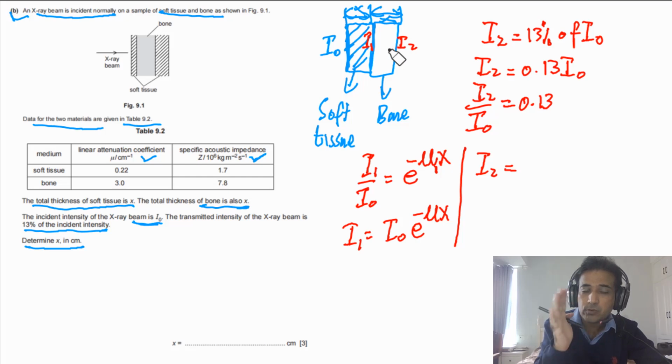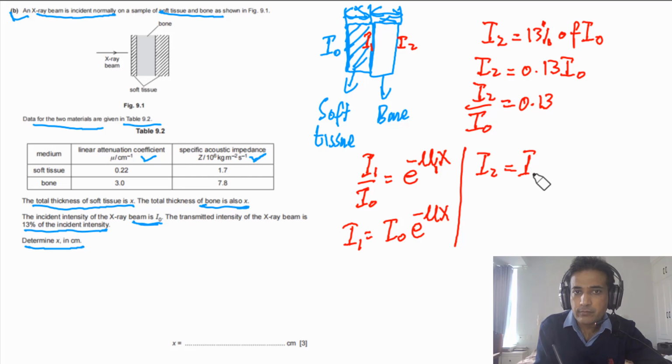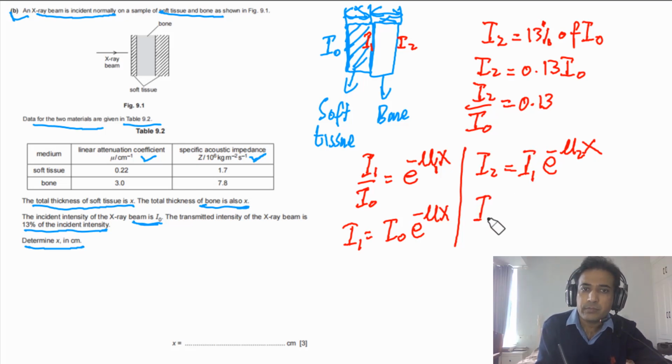In this case we are talking about X-rays, so we ignore reflection. So here we have I1, this is equal to e to the power of negative mu 2 times x. Now this I1 we can replace with this value: I1 is I naught e to the power of negative mu 1 x, and here we have e to the power of negative mu 2 x.